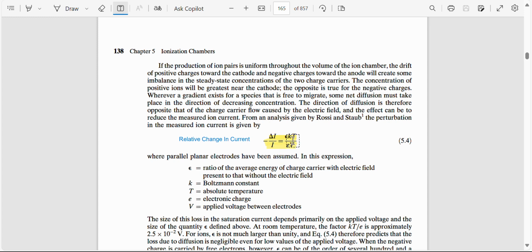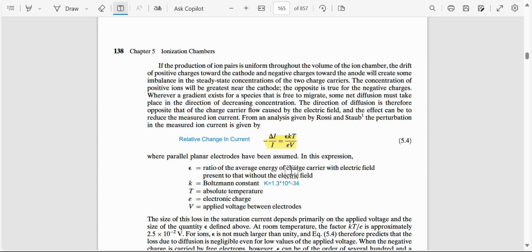instead of this epsilon. K is the Boltzmann constant. You already know the Boltzmann constant is equal to 1.3 × 10^-23. Let me write here: the Boltzmann constant Kb equals 1.3 multiplied by 10 raised to the power minus 23.